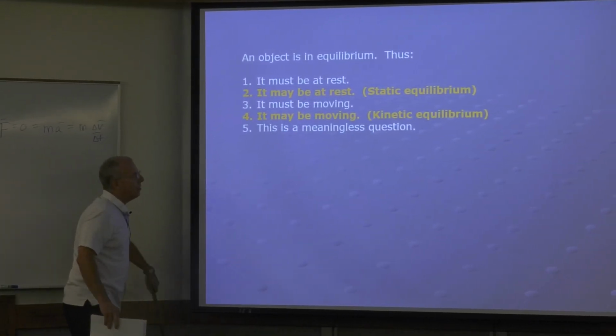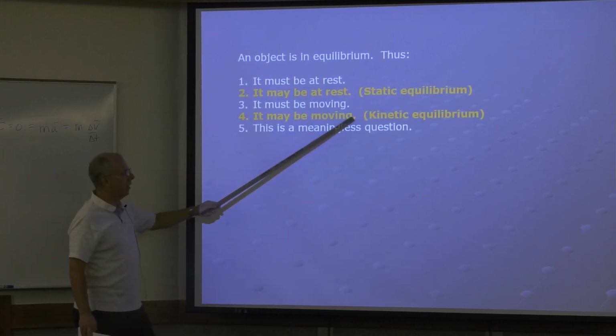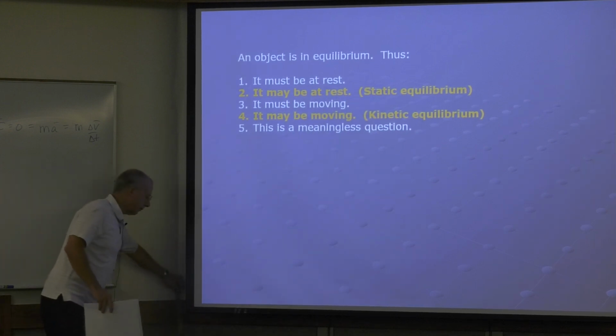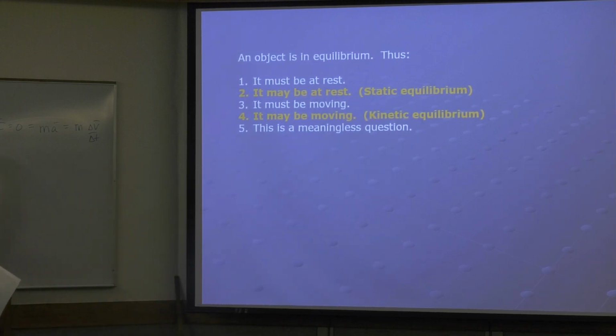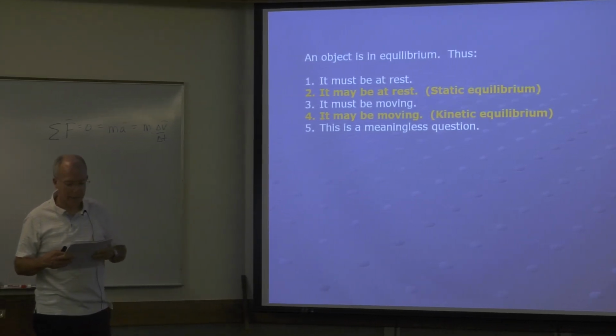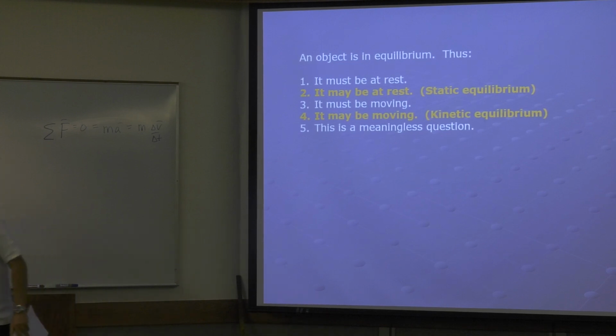So if it's at rest, we call it static equilibrium. If it's moving, it's kinetic. So kinetic means moving, static means not moving. That's all. But basically, this is the important thing. Equilibrium means that the sum of the forces is equal to 0. So the acceleration is equal to 0, so the change in velocity over the change in time is equal to 0. All right, so we're going to be solving equilibrium problems.